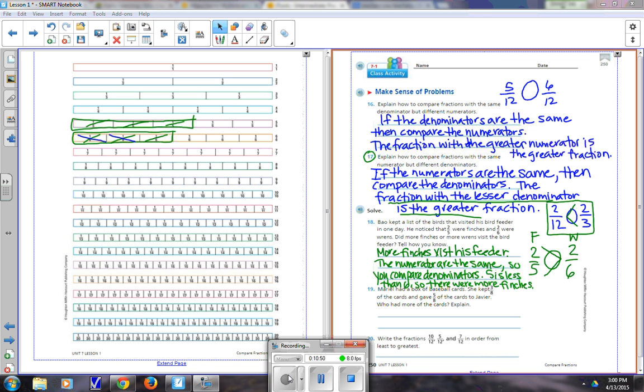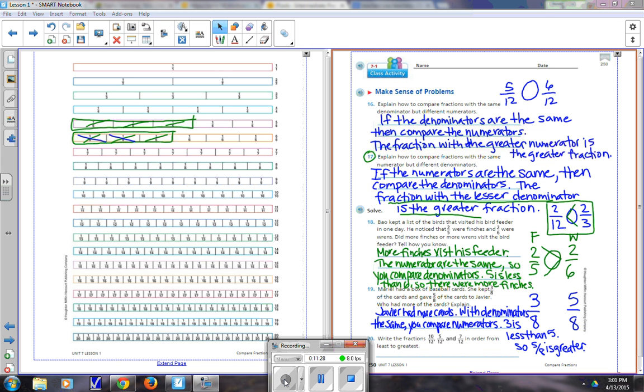and reread it so you hear the explanation again. Marielle had a box of baseball cards. She kept 3/8 of the cards and gave away 5/8 of the cards to Javier. Who had more of the cards? Well, we see that the denominators are the same, so we're going to focus on the numerators. So just by looking at the numerators, I know that Javier had the most cards. Then I'm going to write my explanation by looking at what I said in number 16. So Javier had more cards because with both denominators the same, you compare the numerators. And the numerators, we know that 3 is less than 5, 5 is greater than 3, so 5/8 is greater.